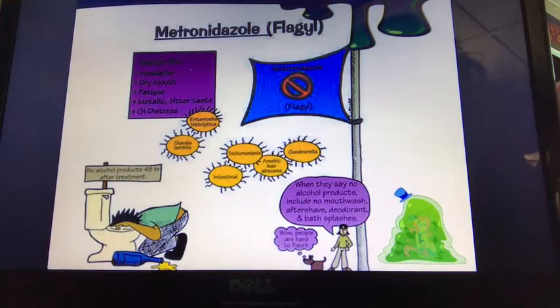Next one, metronidazole, also known as Flagyl. You guys might have actually given this at clinicals. It's pretty common to be given.